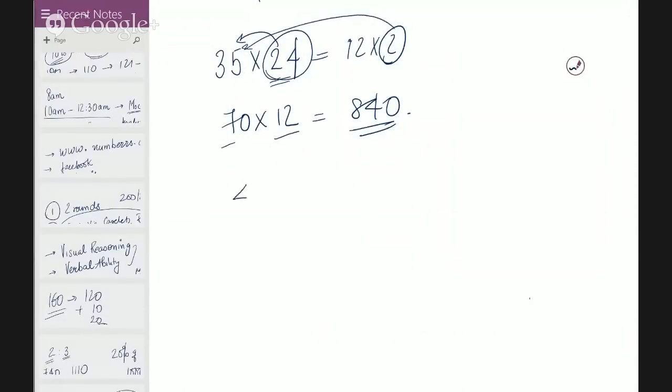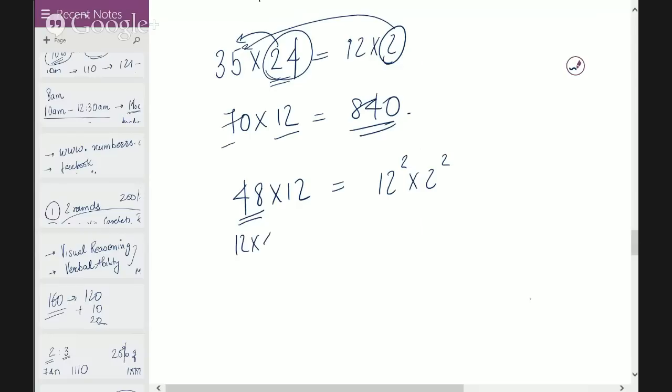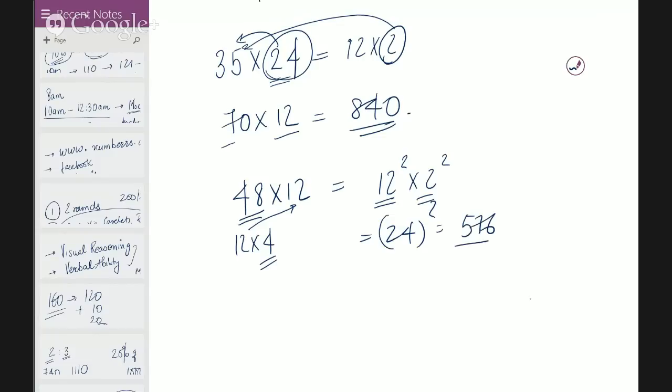So for example, if we had 48 into 12, I won't multiply 48 into 12. I say it is 12 square into 2 square. Now how? 48 is 12 fours. I have 12 here. 4 is 2 square. So it is 24 square. That is 576. I'll do all this mentally. 48 into 12 is as good as this.